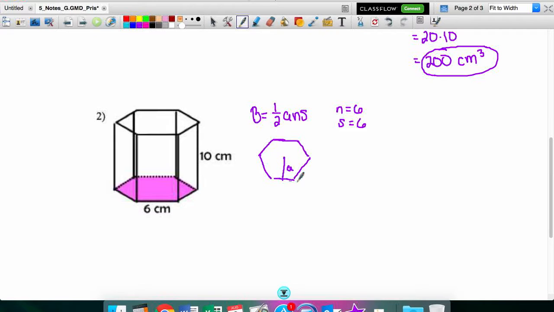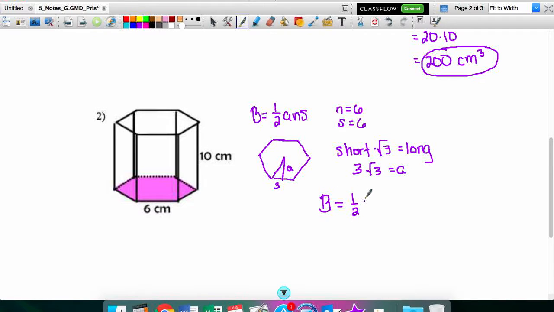And I know that the side is 6, so that means that half of the side is 3. So here's the triangle that I'm going to use to find my apothem. As we had mentioned in our regular hexagon notes, the triangle formed within a regular hexagon is a 30, 60, 90. So therefore, the relationship that holds will be short times radical 3 equals the long. And since the short in this triangle is 3, that would tell me that the apothem is just simply 3 radical 3. So now I know my n, s, and a, and I can find my base area.